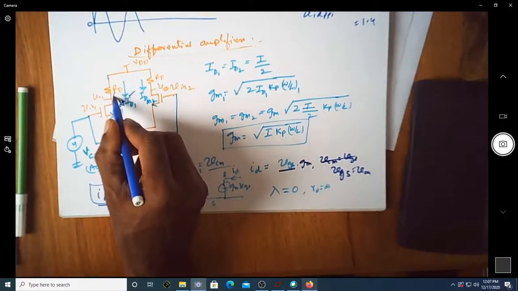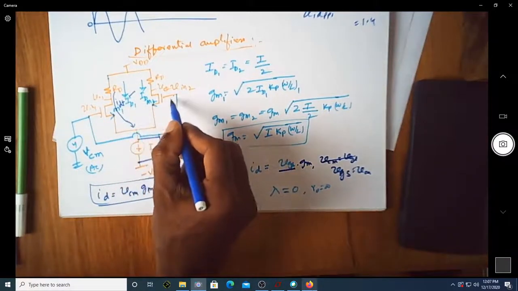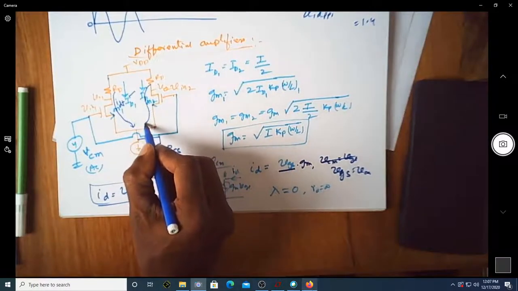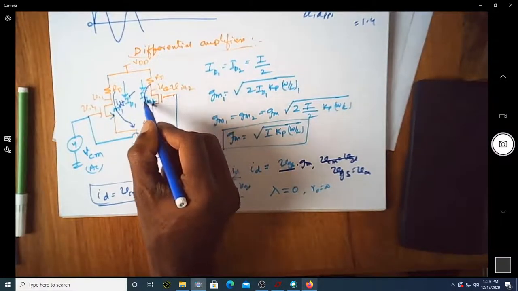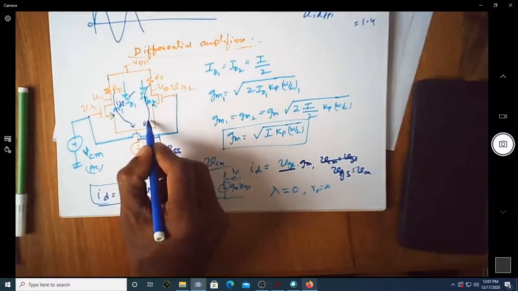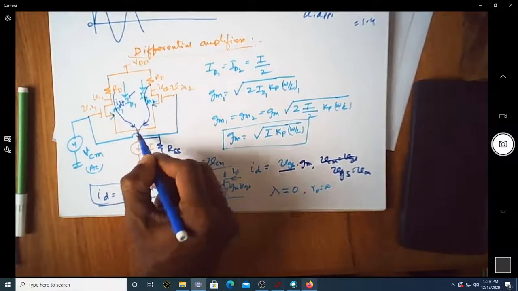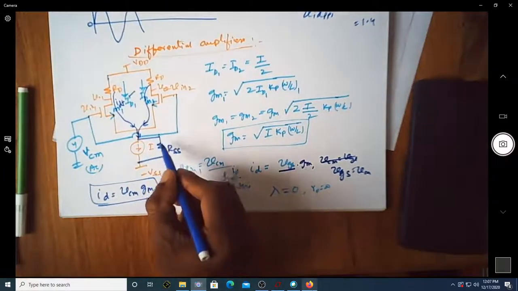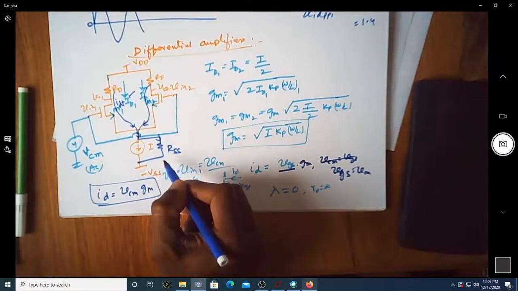We have a current that is flowing here in this direction, and a current that is flowing here in this direction. You can see the direction of flow of current is the same, so these two currents have to certainly flow through this particular RSS. So this has to flow through this RSS.